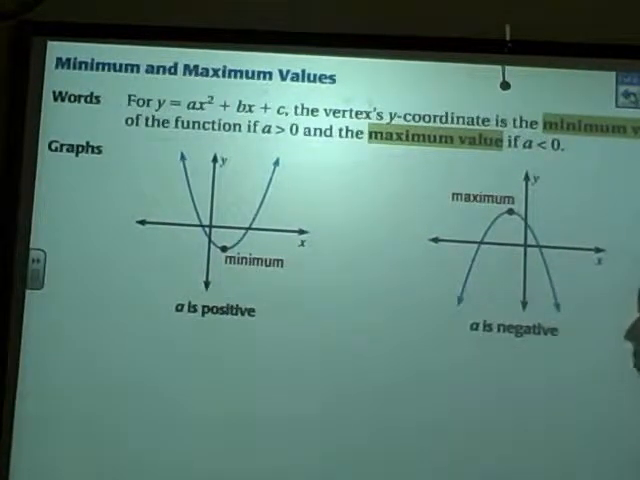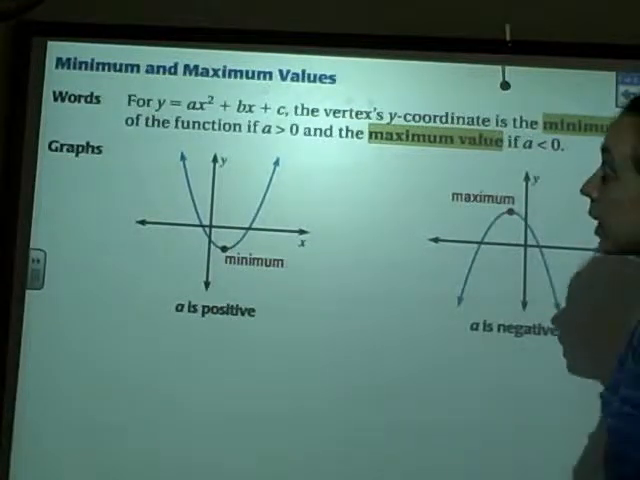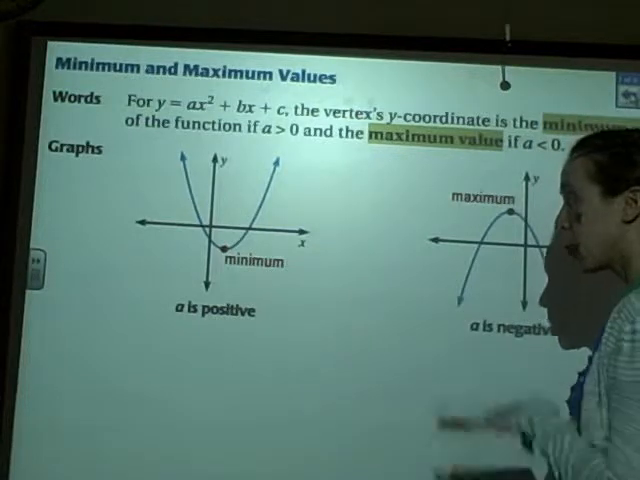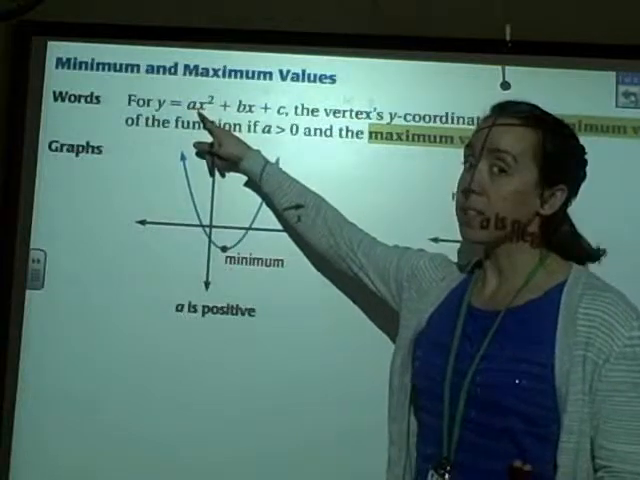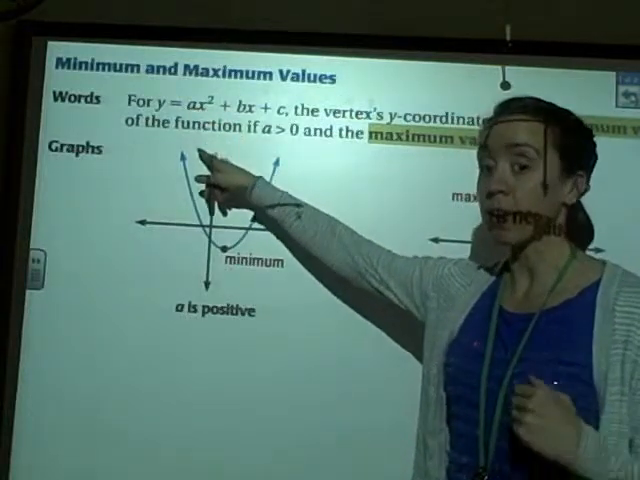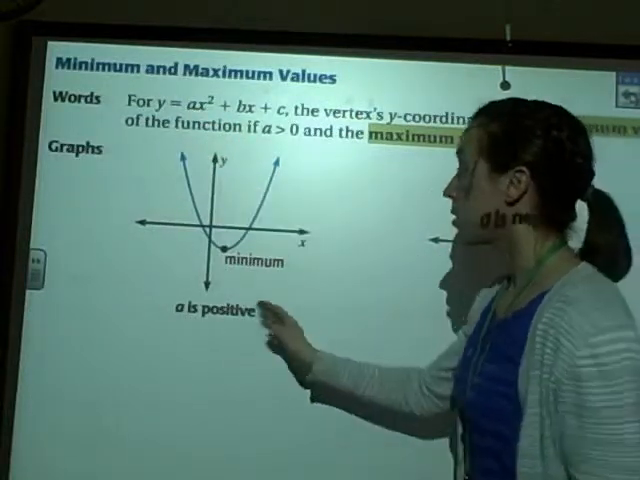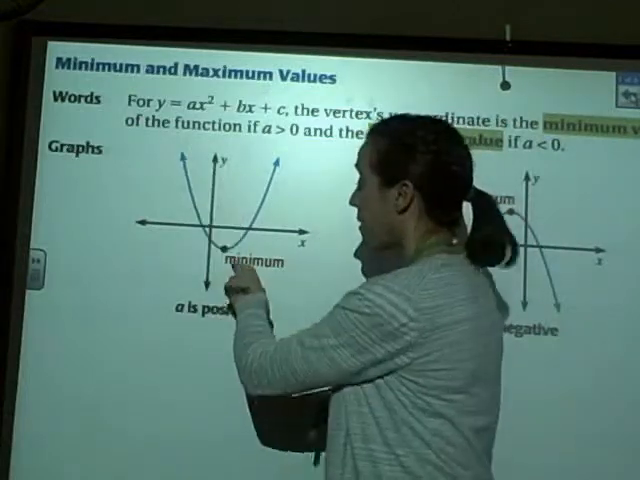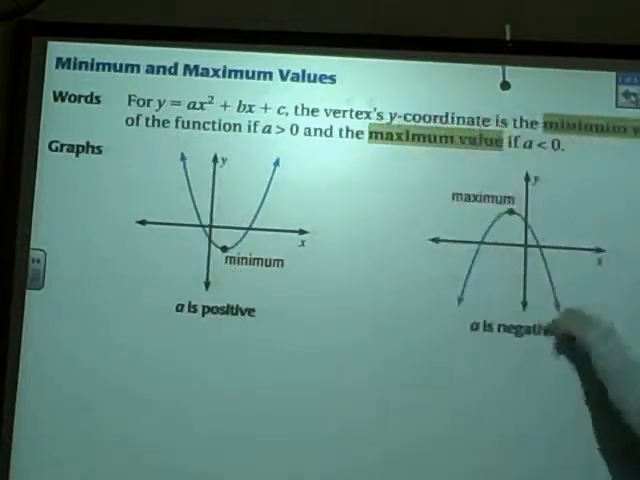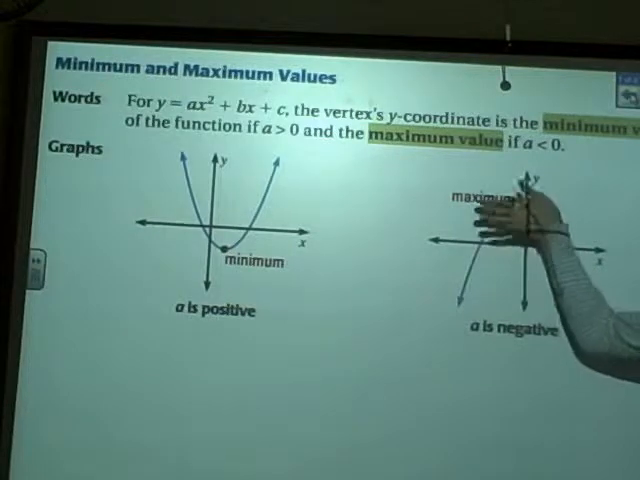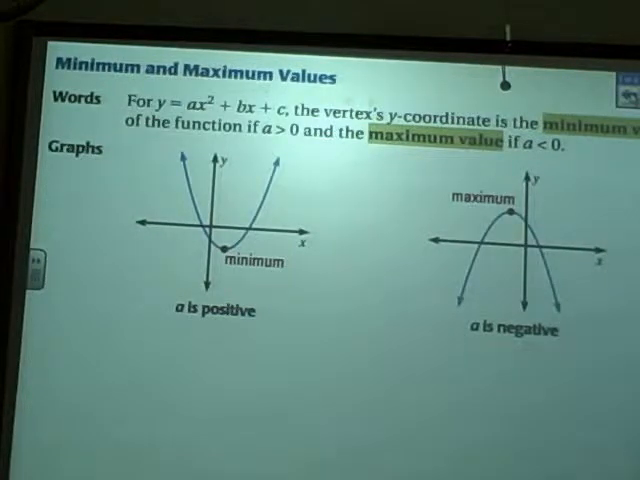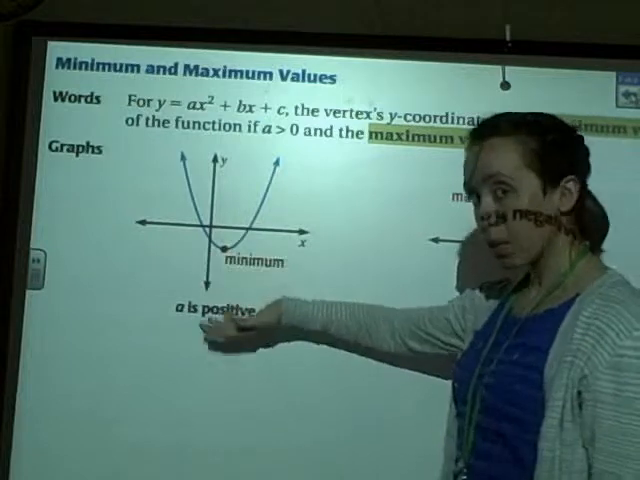Okay, we are officially almost done with 4.1. Last thing we're going to talk about is just that minimum and maximum idea. Remember, when a is positive, when the coefficient in front of x squared, or your a value, is positive, that means your graph faces up and you have a minimum. When a is negative, your parabola faces down and you have a maximum. Think about your vertex being at the maximum or the highest point on the parabola. Here, minimum, low.